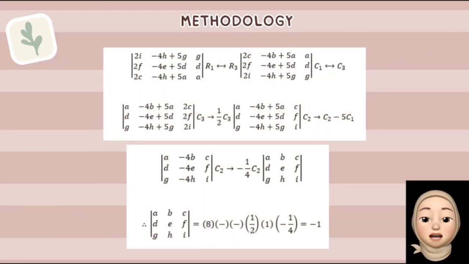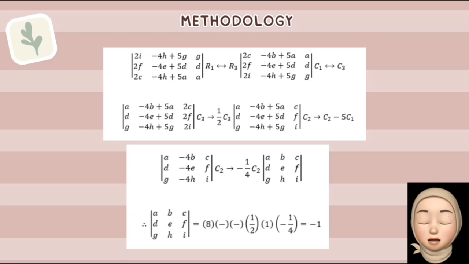You look at ABC now. This one, you have to interchange with row 3. Now, ABC is already at the first row, but the column is not. So, we can interchange column 1 with column 3. After that, column 3 multiplied by 1 over 2. Now, 4b minus 5a, it should be only b. So, column 2 minus 5 column 1, so you get negative 4a, negative 4e, negative 4h. And lastly, column 2 needs to be divided by negative 1 over 4, so you get BEH.